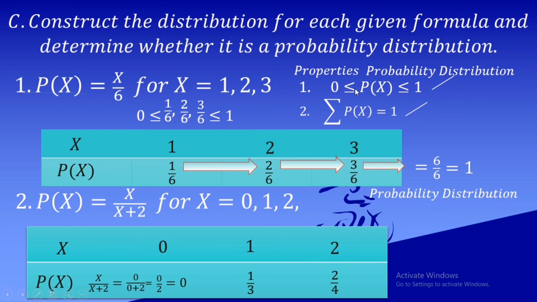So, let us check the properties of the probability distribution. 0 plus 1/3 plus 2 over 4 is equal to 10 over 12. That is not equal to 1. So, this is not a probability distribution.